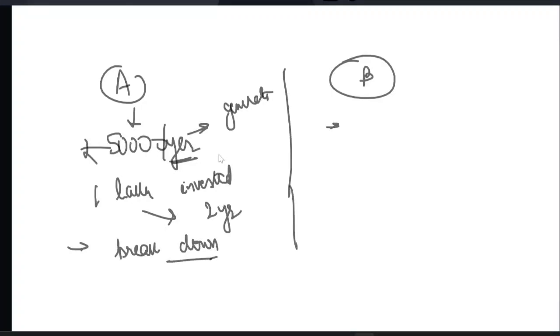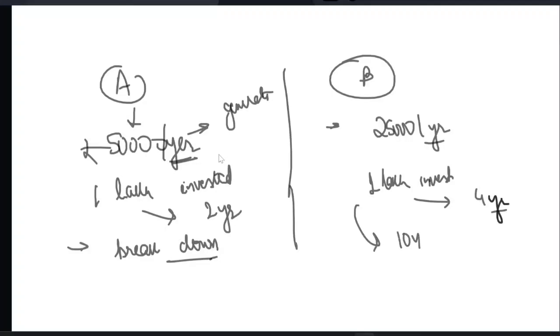What about machine B? Machine B generates 25,000 rupees per year, and it takes 4 years to recover the 1 lakh investment. So 1 lakh invested, and it takes 4 years to recover. However, the machine lasts for 10 years, generating massive profit between year 5 and year 10.